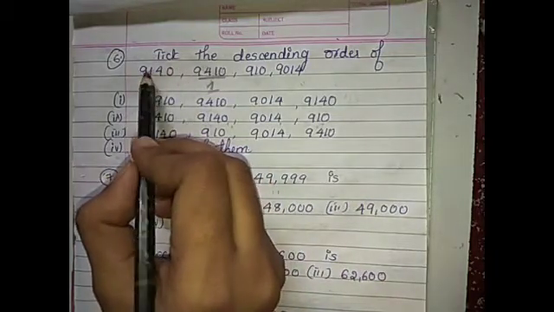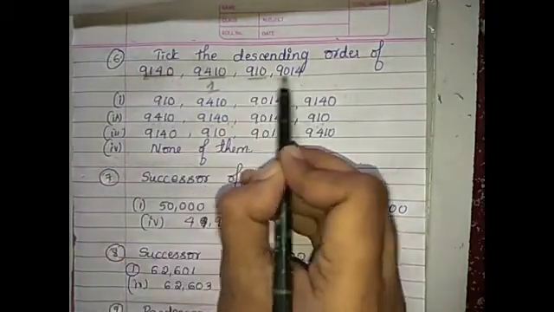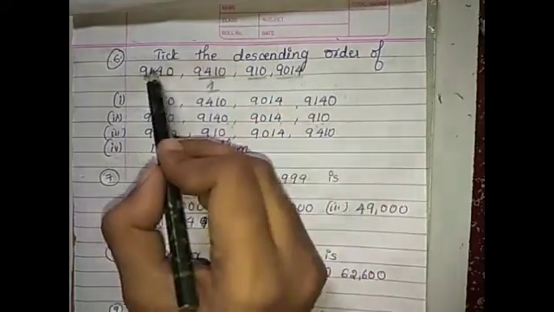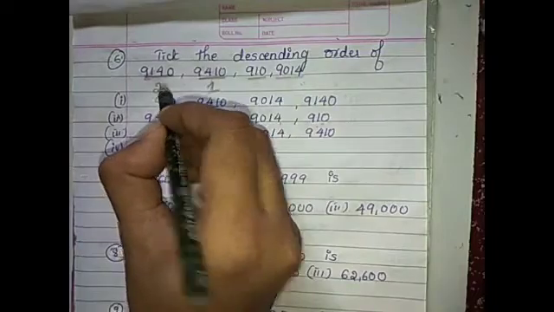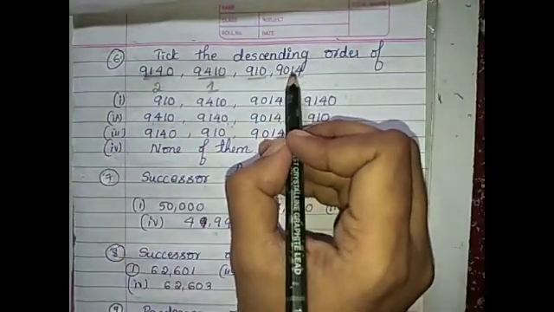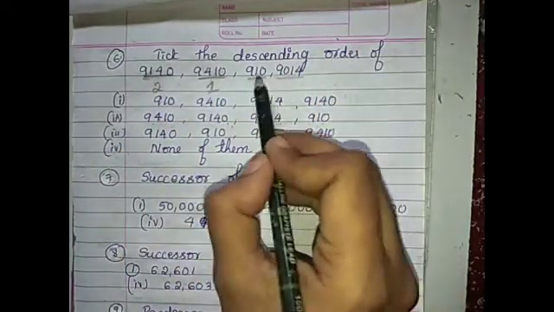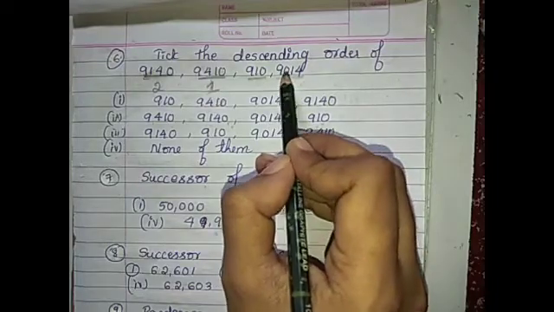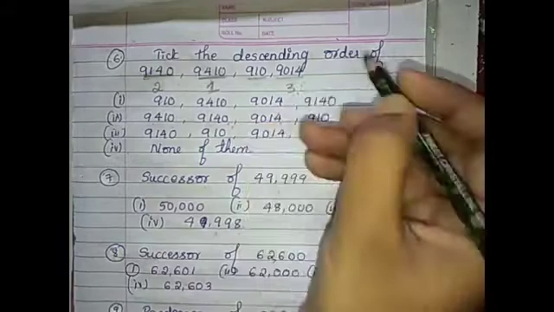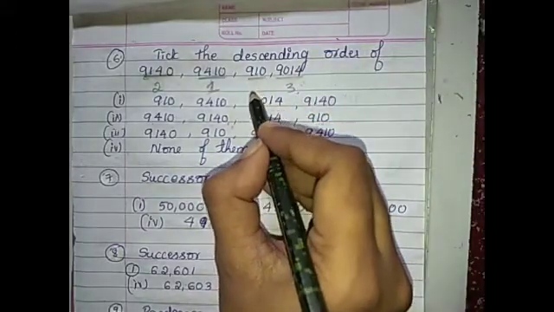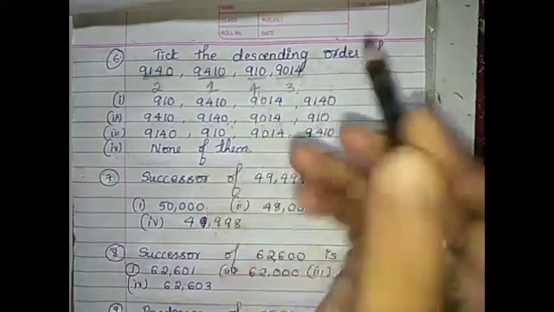Between these, which number is the largest number here? 9,140 is the largest number. So I will put here 2. Between these, which number is the largest number here? 9,014 is the largest number. So I will write here 3. And the last number is 910. I will write here 4.